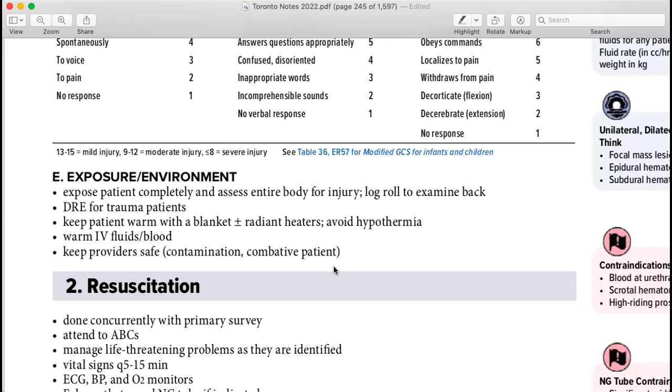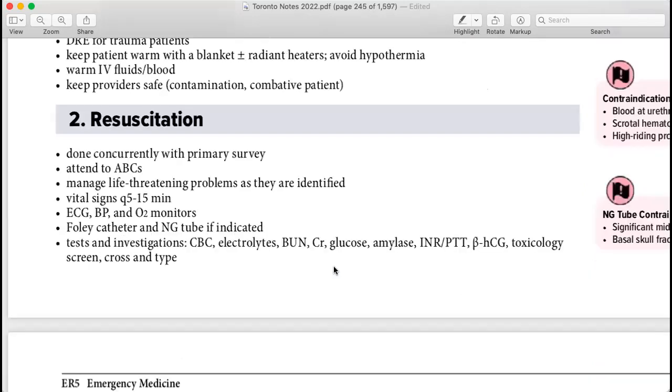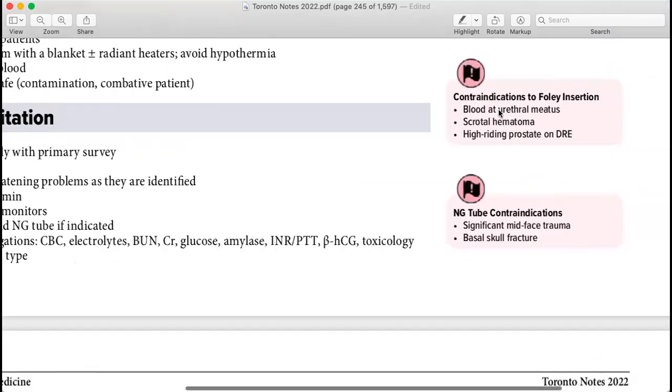Now, secondary survey. Resuscitation is just the same as we already discussed. We are going to start with airway, breathing, circulation, and see what the patient needs. Contraindications of the Foley's catheter: they can ask you these questions in the CDM as well as in the MCQs.